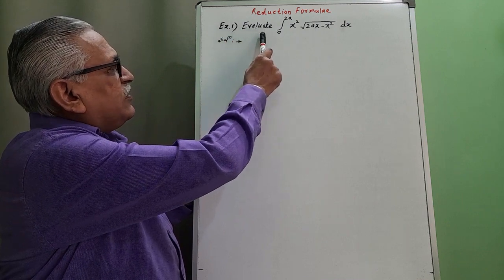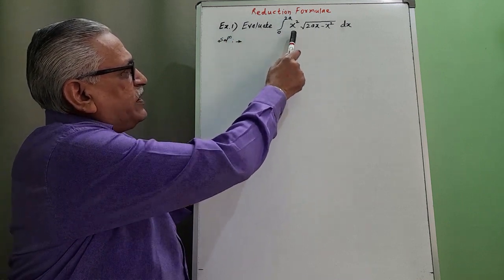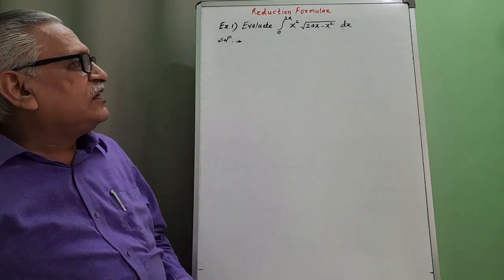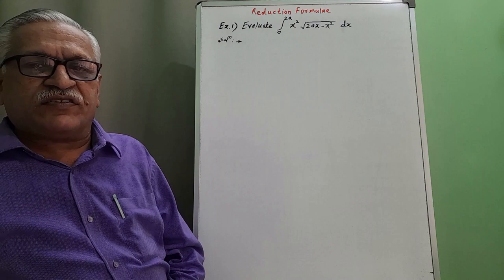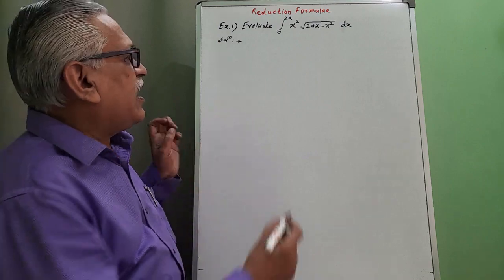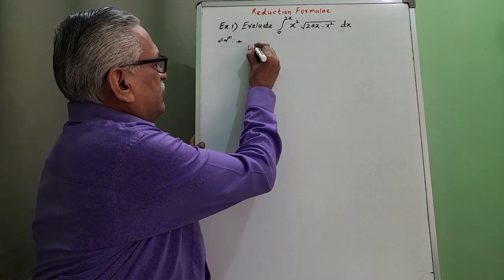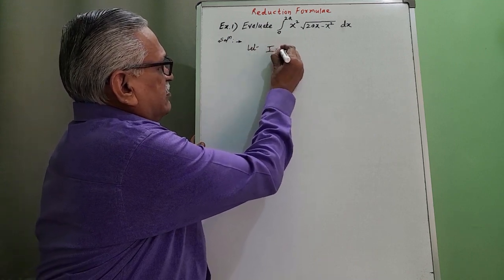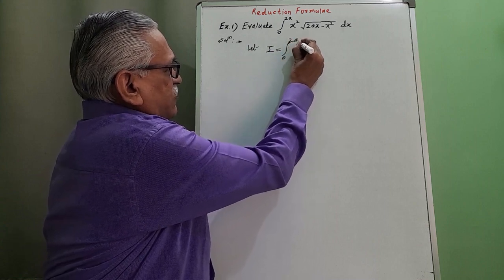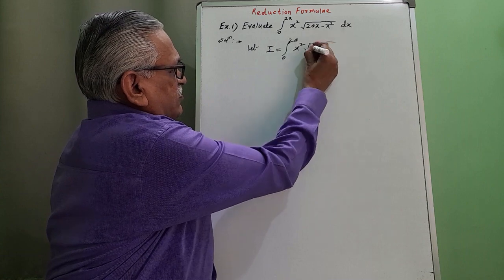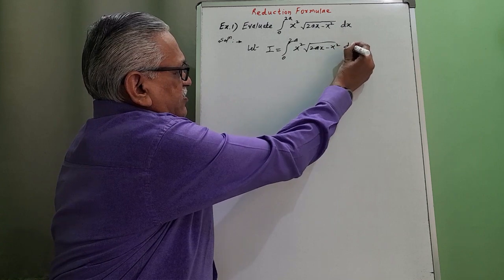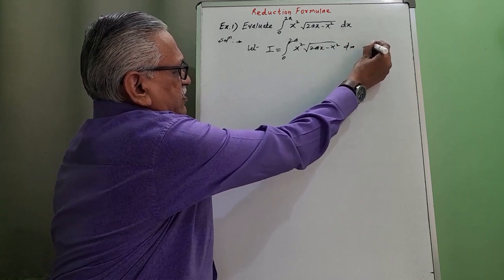Example 1. Evaluate the integration from 0 to 2a of x square into square root of 2ax minus x square, and its integration with respect to x. The first step is we call that given integral as I. It is integration from 0 to 2a of x square root of 2ax minus x square and its integration with respect to x. We call this equation 1.